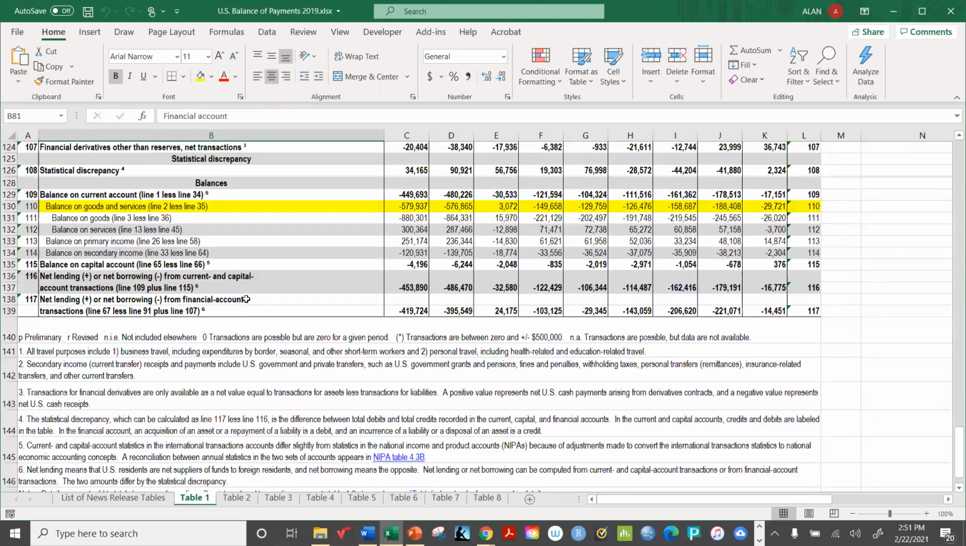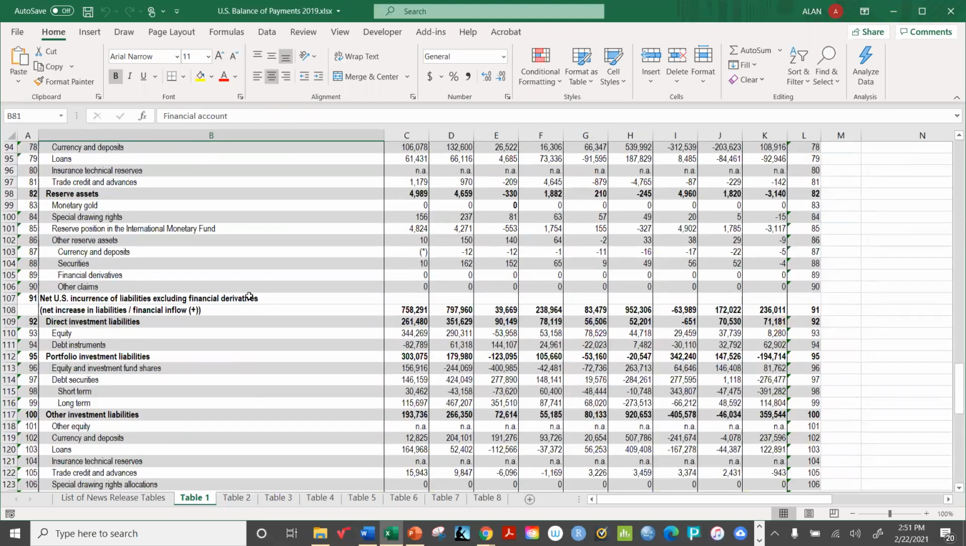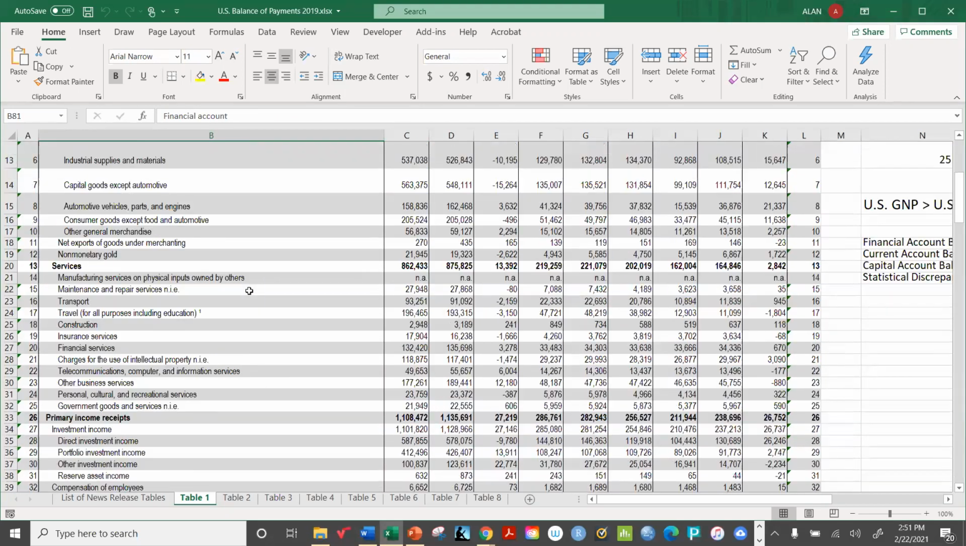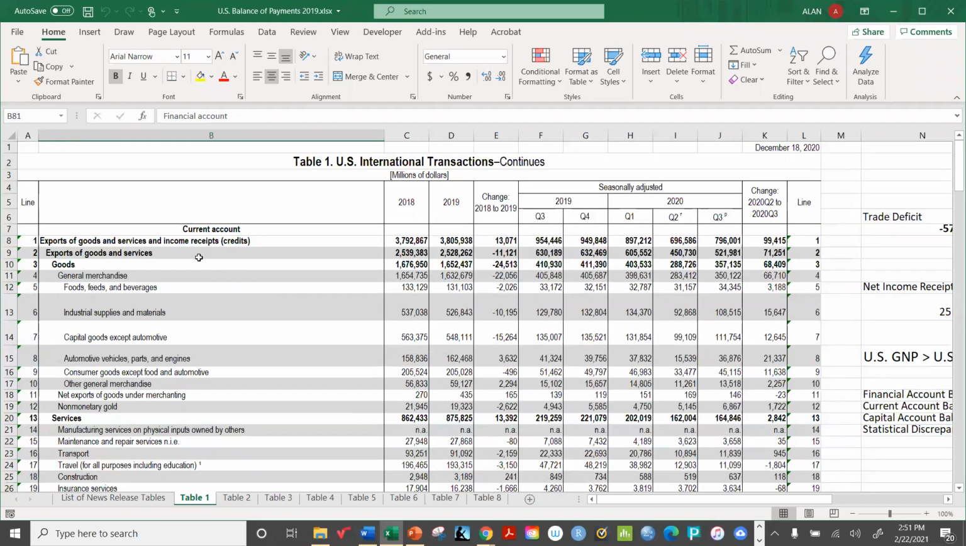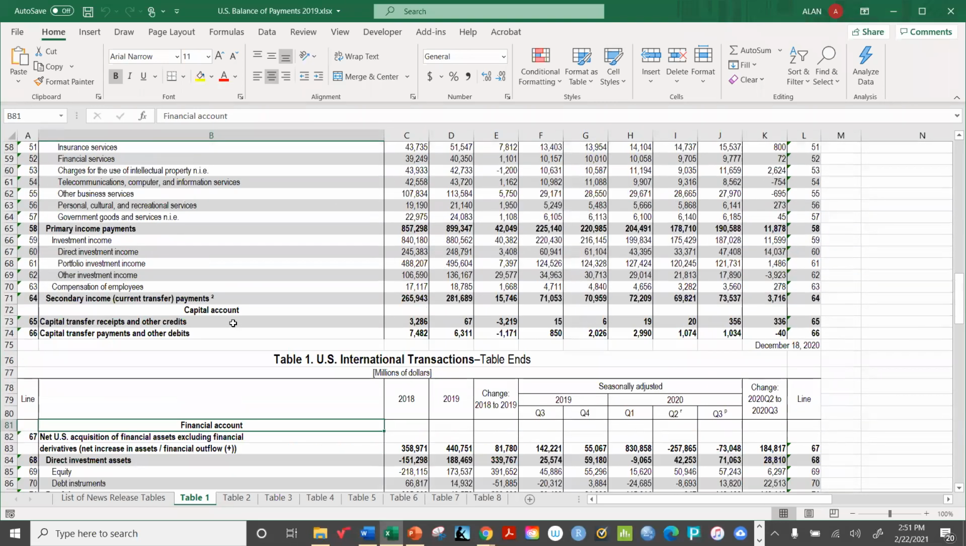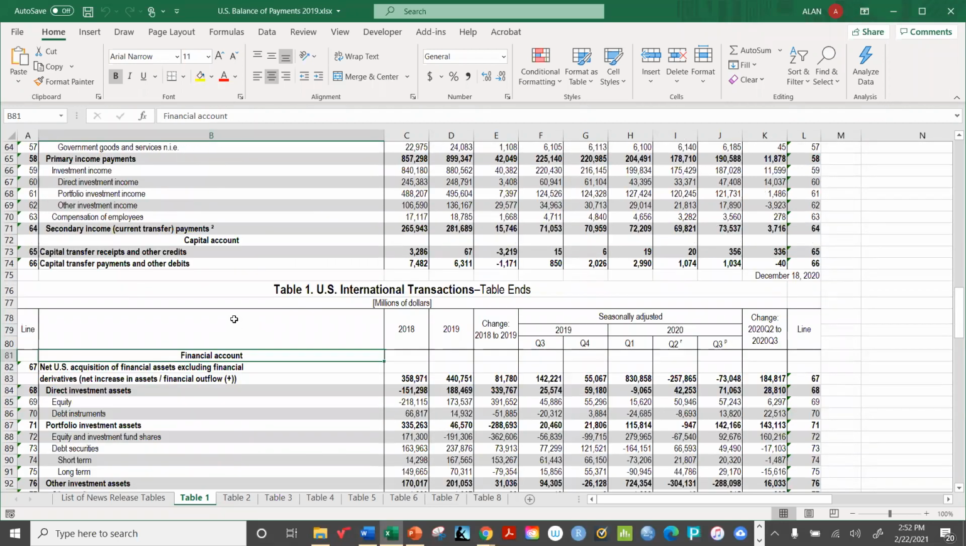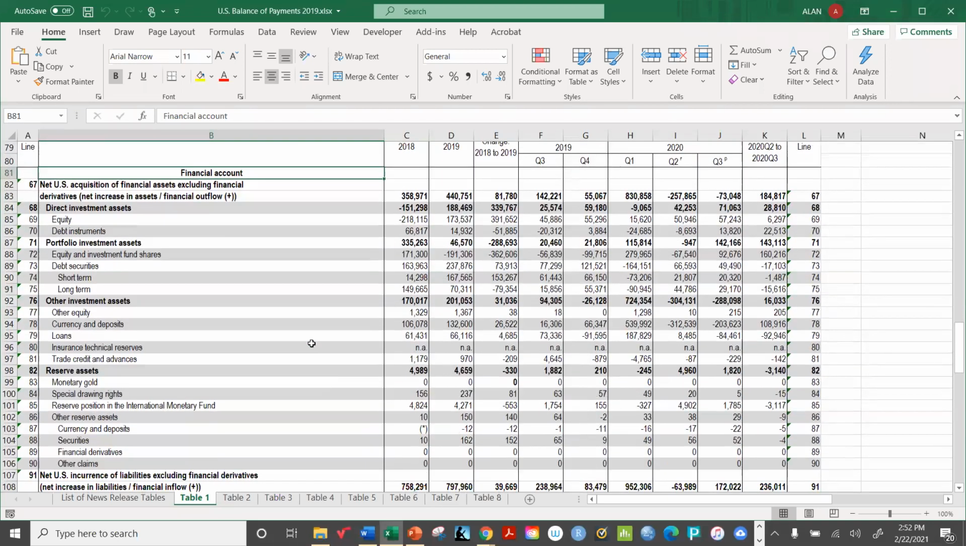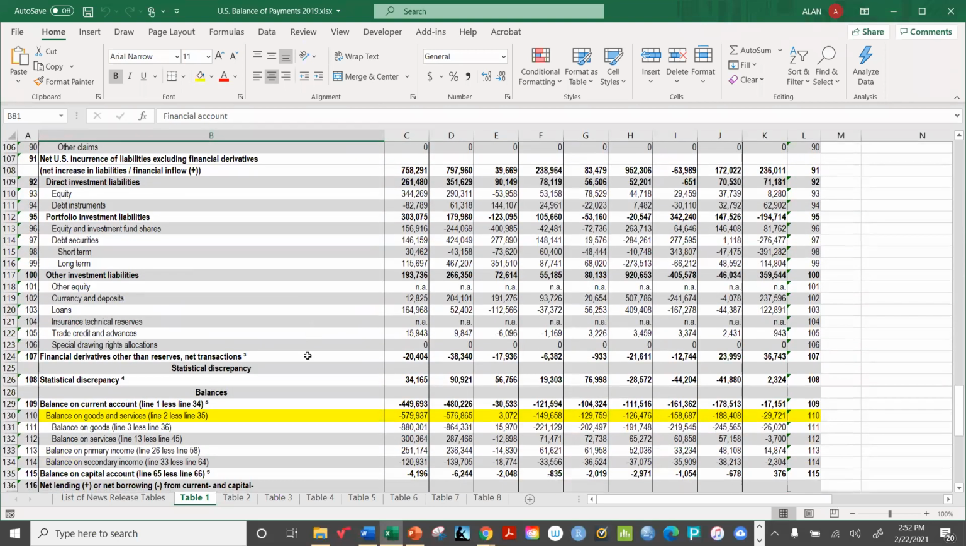And the bottom line is, in principle, these three accounts, the current account where we have exports and imports and net income receipts, plus the capital account and the financial account, theoretically should add up to zero. Usually it doesn't work that way because there are issues involved with gathering this information. And so this last category here, the statistical discrepancy, basically is just there to make sure that everything adds up to zero. And these statistical discrepancies are not trivial amounts of money. This is $34 billion.